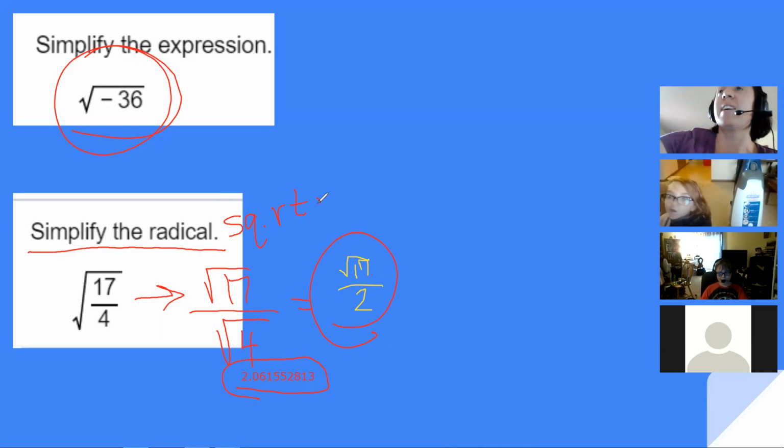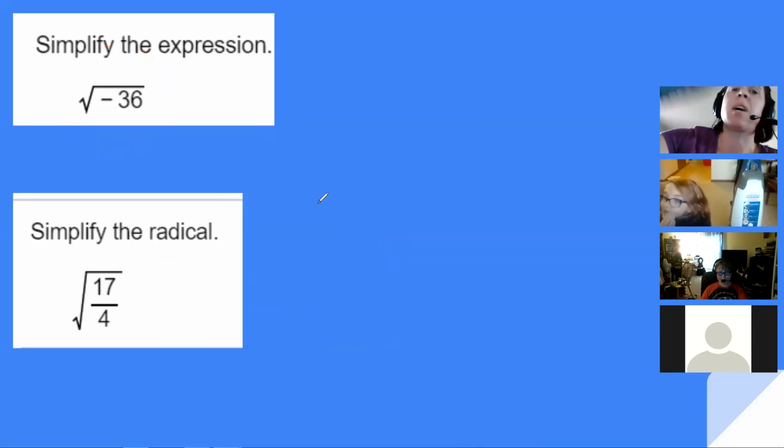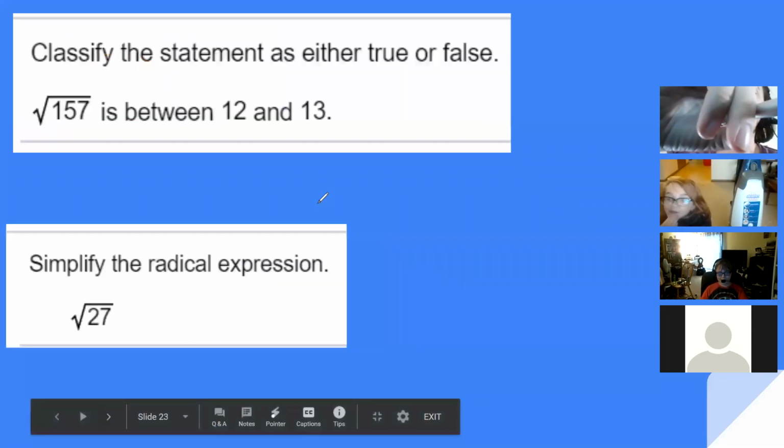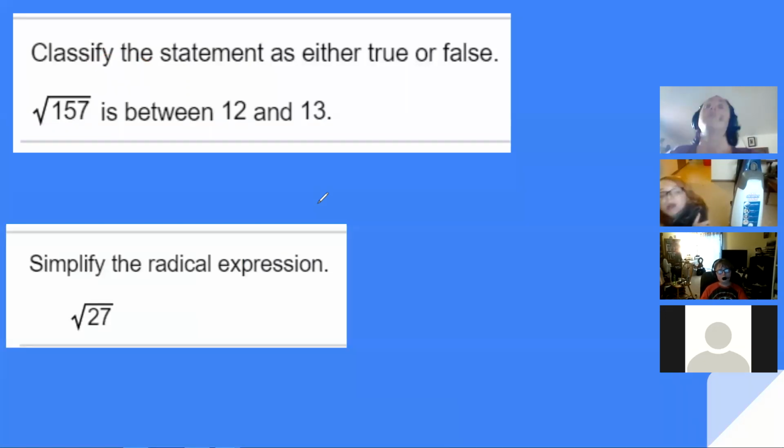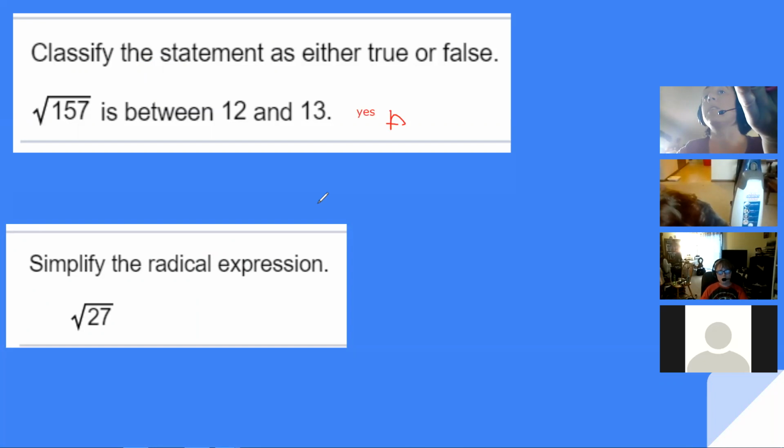Okay, so I believe we have just one more page. Yes. Okay, so we want to see if this is true or false. The square root of 157 would be between 12 and 13. So some people say true, some people say false. Let's check that. There are 2 ways you could do this.